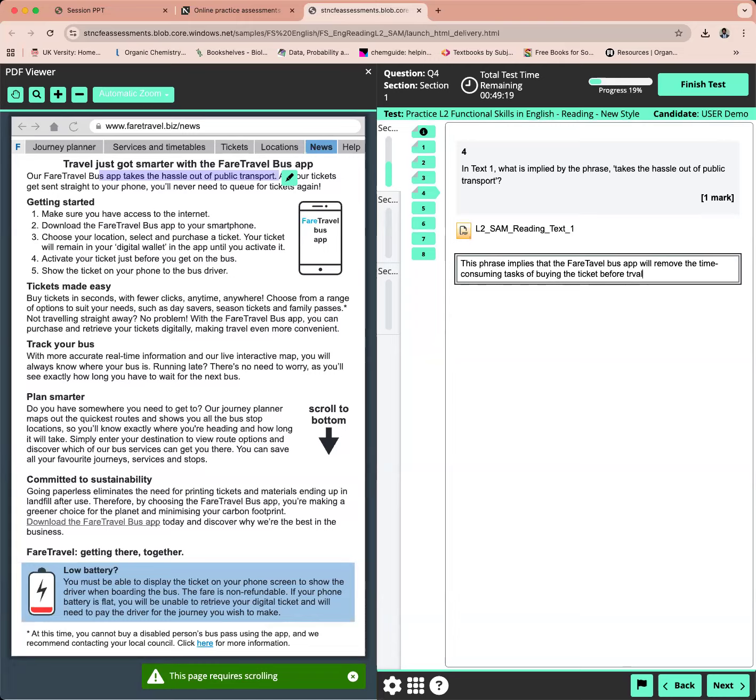So this bit essentially is my inference of what this means: take the hassle out of public transport. That means it is telling us that if you download the Fare Travel app, it would make the process of using the buses far easier, more convenient, whichever way you want to put it. And that is what you need to write in this particular answer.